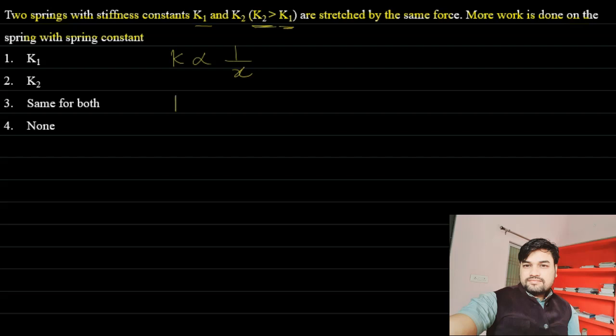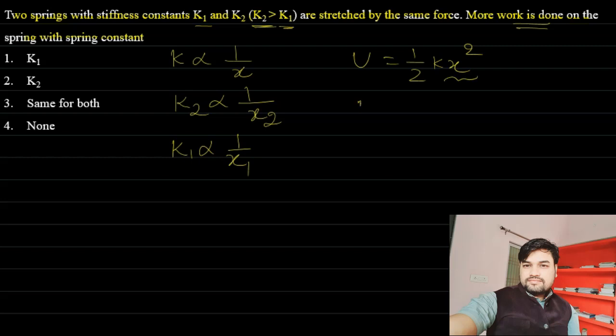For K2, let us say the extension in the spring is X2, and for K1, the extension in the spring is X1. Now the work is related to the potential energy, and potential energy is half Kx squared. So work is proportional to x squared. So more work will be done where x is greater.